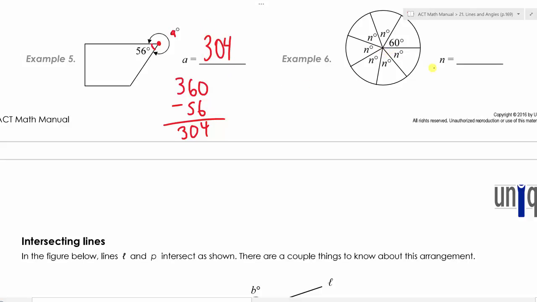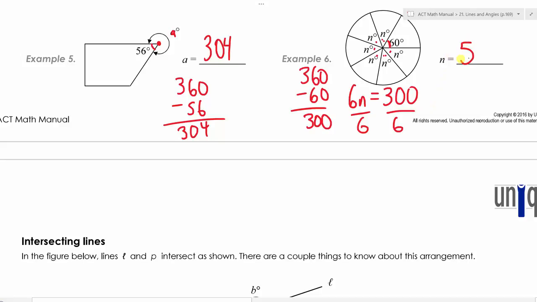Now, in terms of example 6, we should be able to see that we already have a 60-degree angle in here, which means the remaining angles, 1, 2, 3, 4, 5, 6, would all have to add up to 360 minus 60, which would be 300. So again, there are 6 n's, and they would have to equal 300 degrees. We divide by 6, we get n equals 50. So that is our value of n.